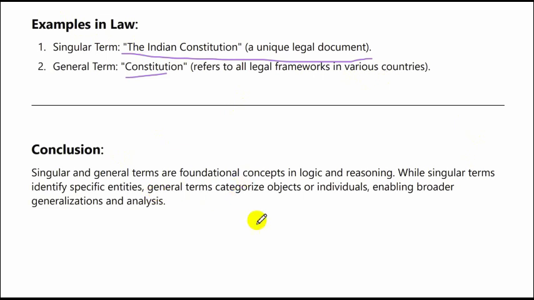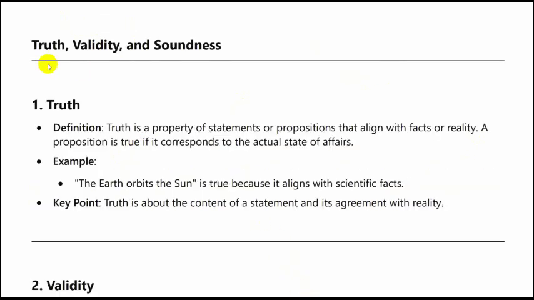Let's move on to the next question. Explain or write a short note on truth, validity and soundness. So what is truth? Truth is a property of statements or propositions that align with facts or reality. A proposition is true if it corresponds to the actual state of affairs. So remember this, propositions are either true or false.